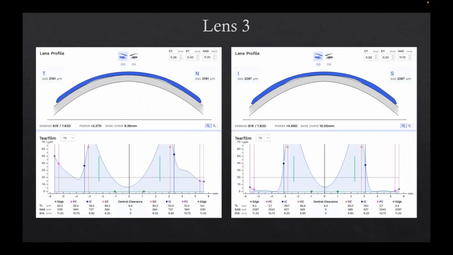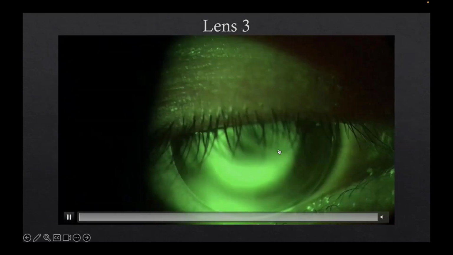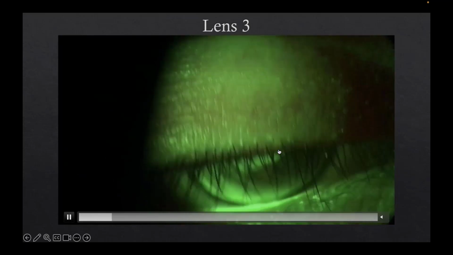So let's see what that turned into. This is just how that looks. As you can see, the total power at plus 2.37 at 9.36 is quite a bit higher than it was. If you remember, it was 1.99. Now I'm at 2.37. And you can see in the steep meridian that we've also jacked things up a little bit and flattened that base curve all the way down to a 10.